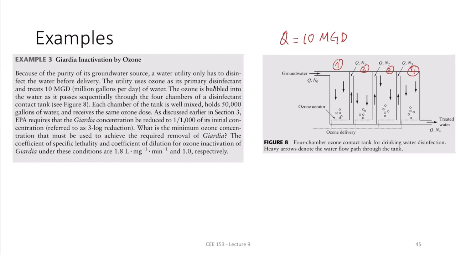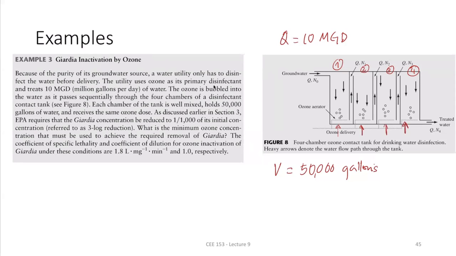Each chamber tank is well mixed and holds 50,000 gallons of water. So the volume of each chamber is 50,000 gallons. And it is the same ozone dose. So it's saying that you are adding ozone at the same location, the same amount of ozone for each one. Ozone is added here.